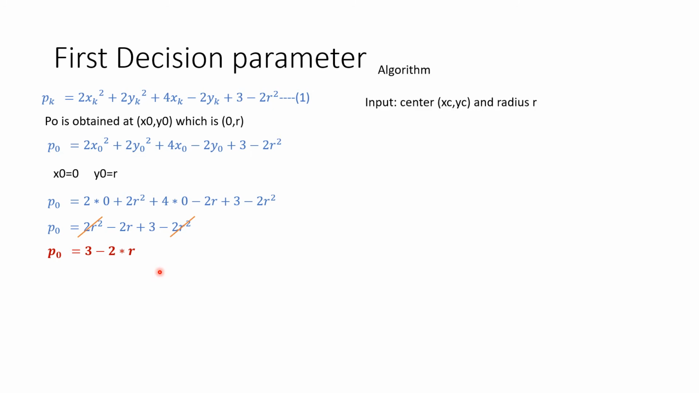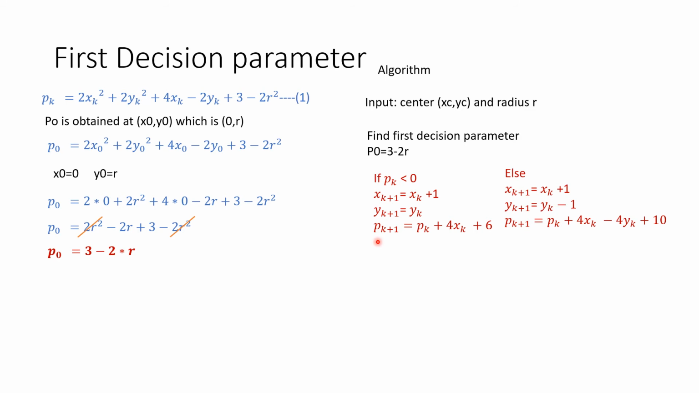So coming to the algorithm, the input to the algorithm will be the radius and the center xc, yc. Find the first decision parameter as 3 minus 2r. Check the value of the first decision parameter. If it is less than 0, then we use this calculation. Else, we use this calculation. And we find the next decision parameter, p1.